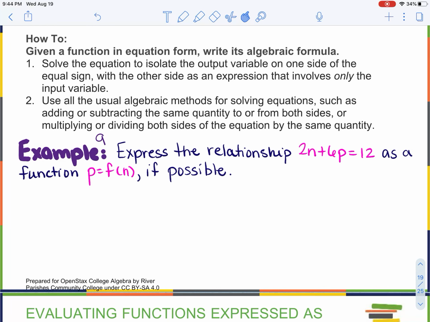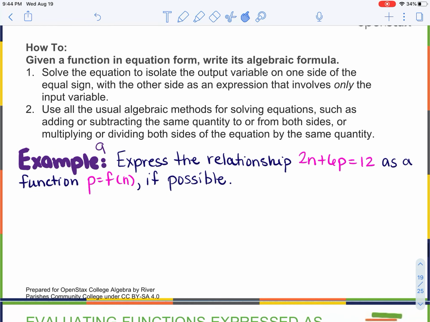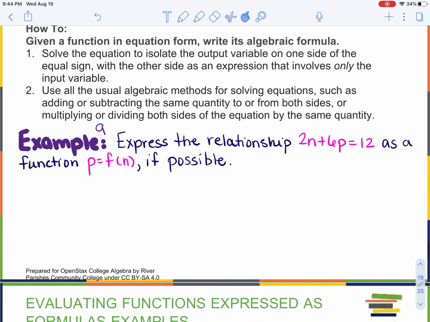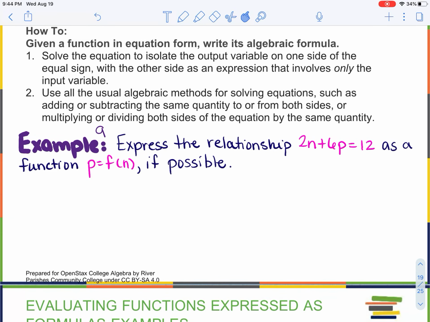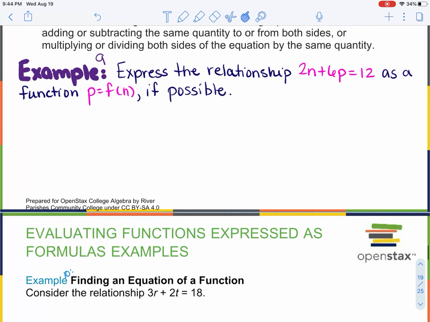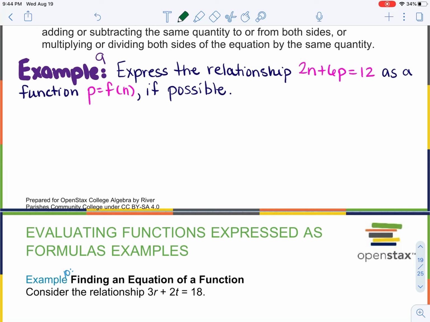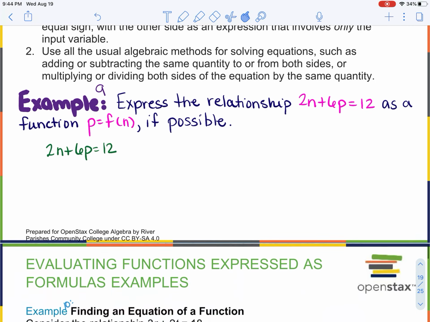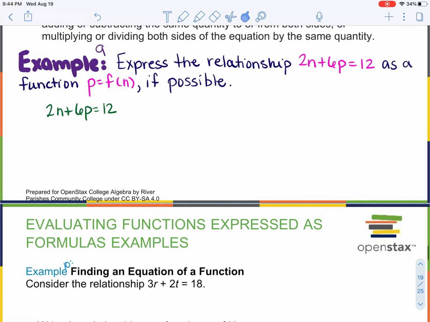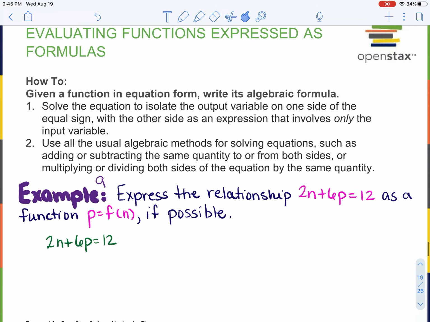The only thing that we haven't done yet is if we're given the function in equation form, how to write it in algebraic form instead. But we're going to use some of what we did up here, some of the solving we did. So, in this case, express the relationship 2n plus 6p equals 12. So actually, this is kind of algebraic format, and they actually want us to go backwards to the function format. So we want to write this like this. Express it as a function p equals f of n.